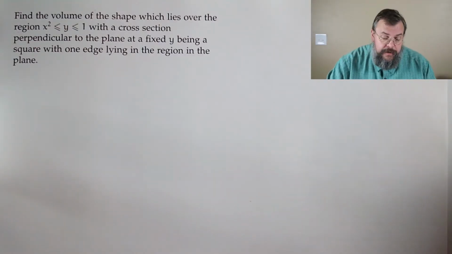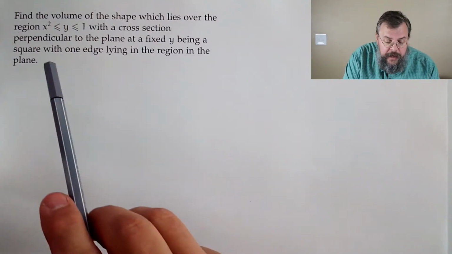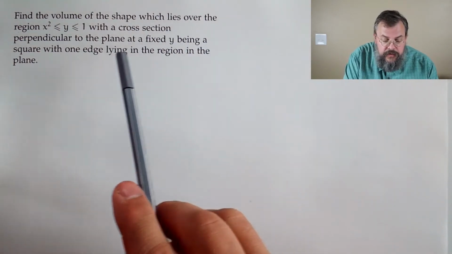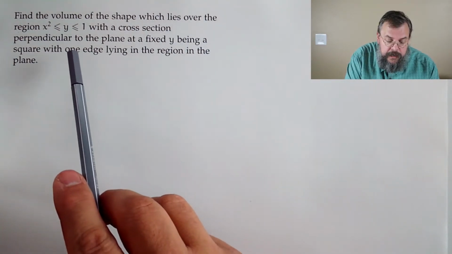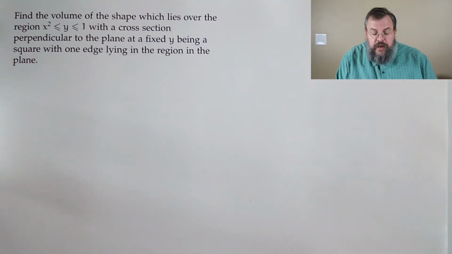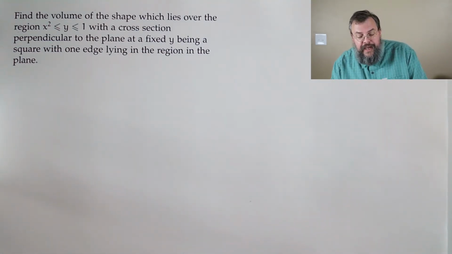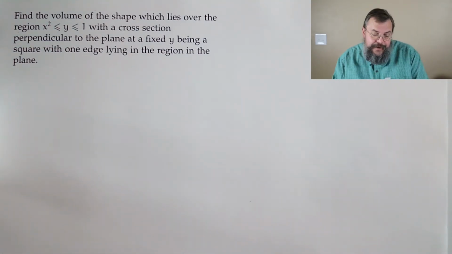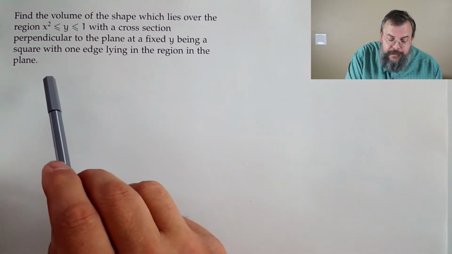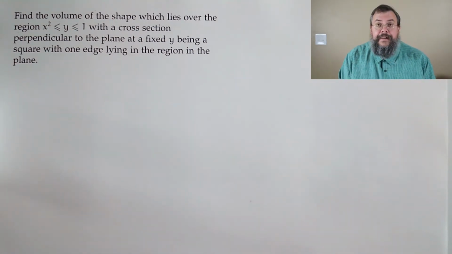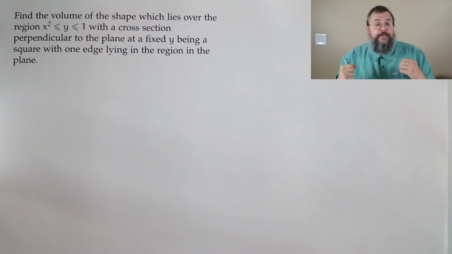So our first problem. Find the volume of the shape which lies over the region x squared less than or equal to y less than or equal to 1 with a cross-section perpendicular to the plane at a fixed y value being a square with one edge lying in the region in the plane. Okay, so I think the hard part about this one is parsing. We have to sort of be like, what?